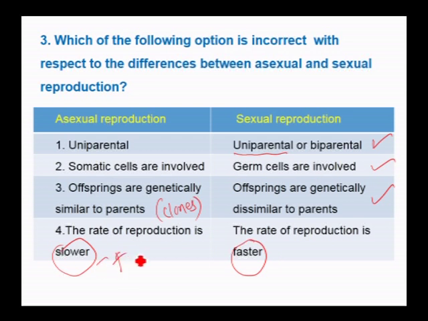It should be faster. Asexual reproduction is faster, whereas the rate of reproduction in sexual reproduction is slow because the organisms have to grow, mature, and produce the gametes, therefore it takes more time. Therefore, with respect to the question, the answer is 4. It is the incorrect statement. We shall move on to the next question.